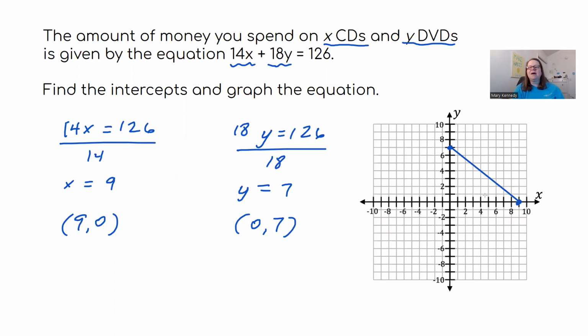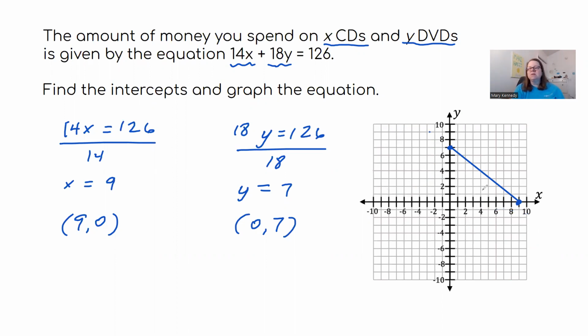In this case, I would not extend the line and put arrows, personally, because this is money. And so think about if we extend the arrows into this section, that's using a negative number of CDs. And in this section, that's a negative number of DVDs purchased. And so that's not really practical.